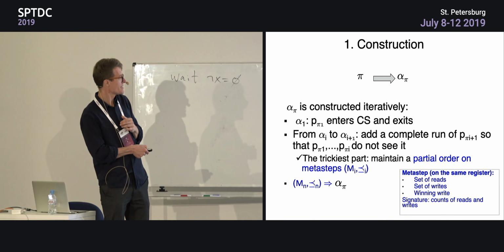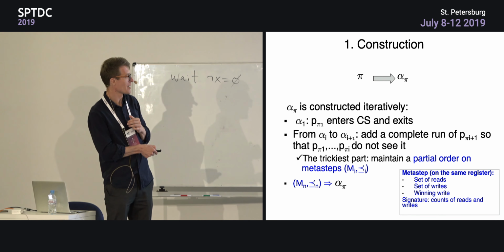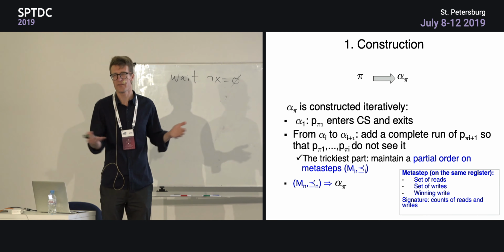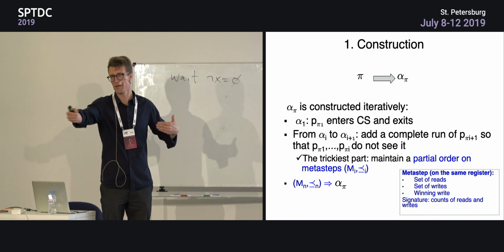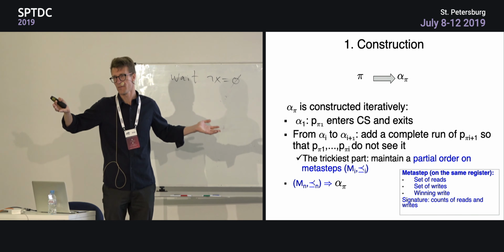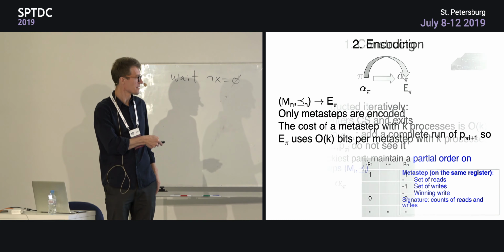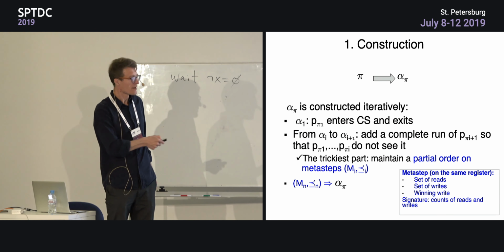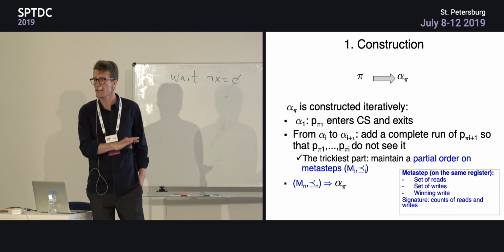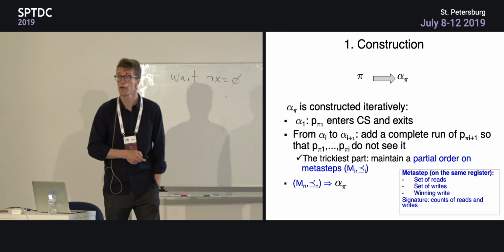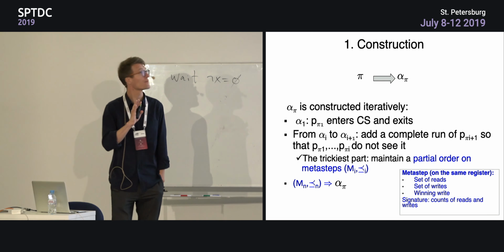So this is essentially my execution. The partial order of meta steps is a class of executions. It's not a specific execution, because if all meta steps were totally ordered, it would be a fixed execution. But here I have a class of executions. What's important for this class is that all executions in it access the critical sections in the same order, and this is pi. So this is my construction.